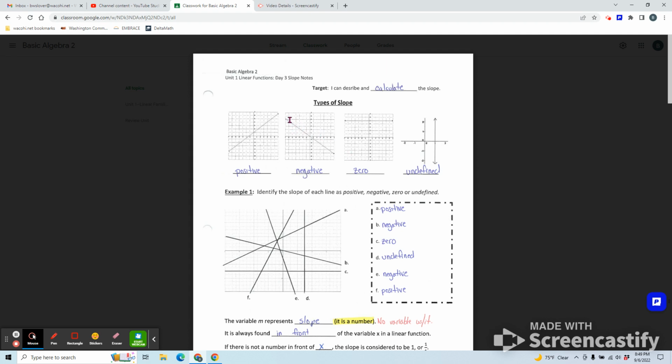The next one is an example of negative. So once again, we read from left to right. So I'm starting at the left side of the graph. Now I'm going down these stairs. Well, I'm going down. That's going to give me a negative number, a negative slope.